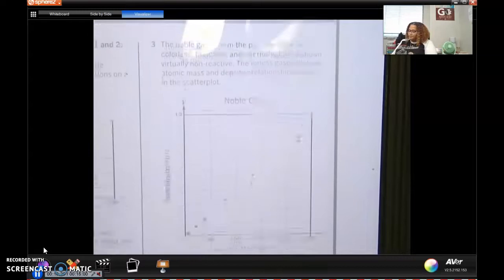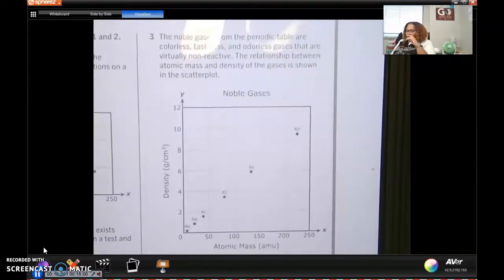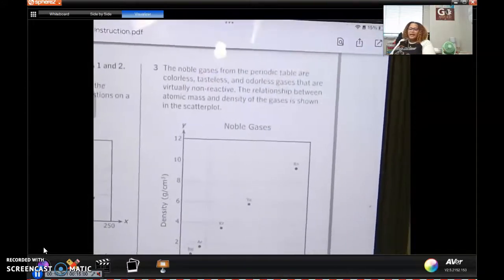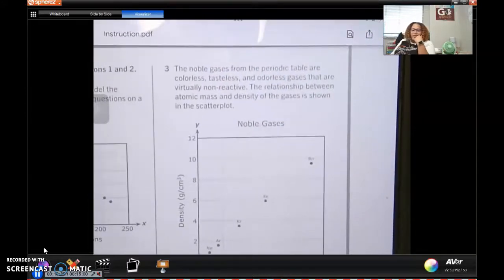Number 3. Noble gases from the periodic table are colorless, tasteless, and odorless gases that are virtually non-reactive. The relationship between atomic mass and density of the gases is shown in the scatter plot.